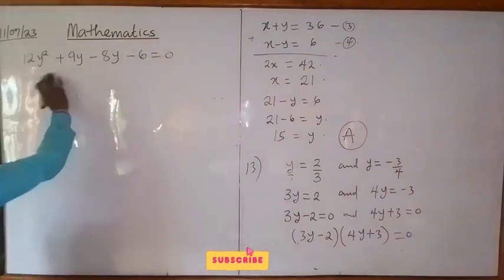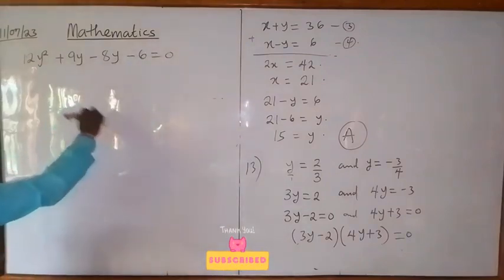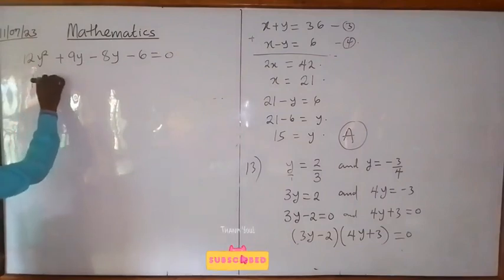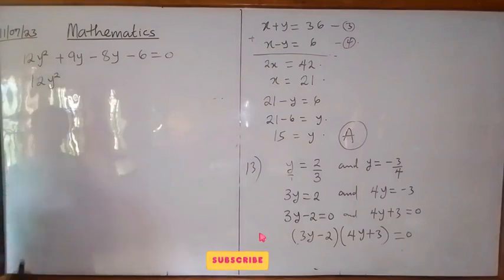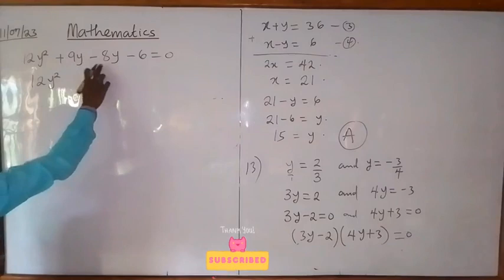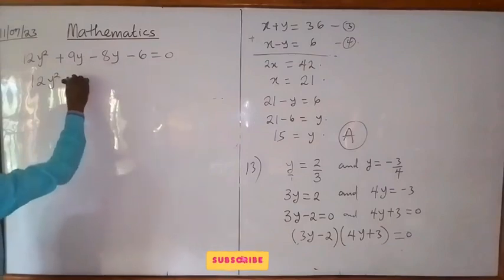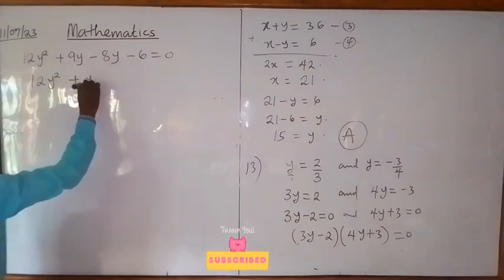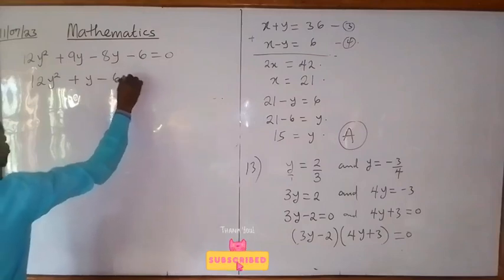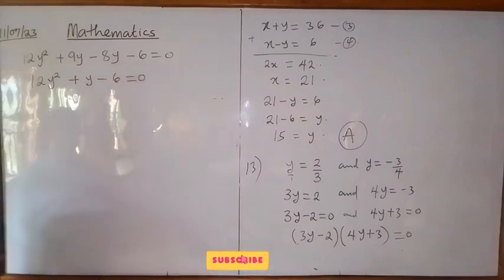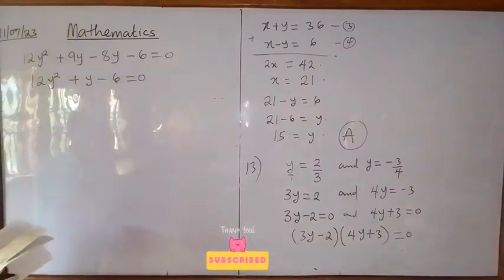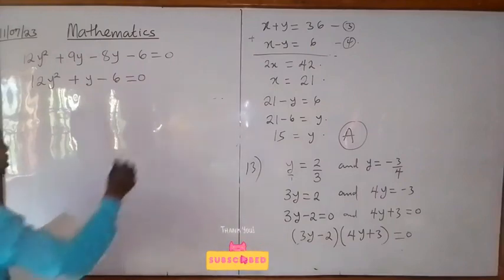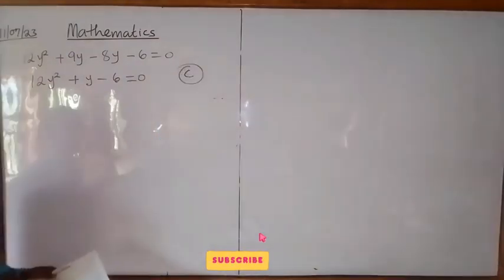So by the time we add these like terms together, this remains 12y squared. Then plus 9y minus 8y is just plus y there. Then minus 6 equals 0. So that is the final answer. Now when we check, the correct option here is option C.